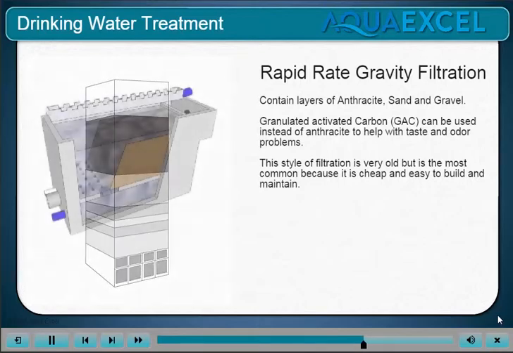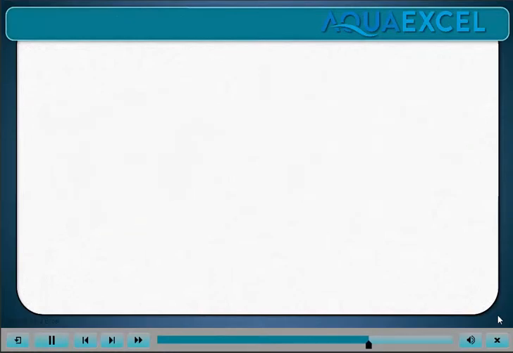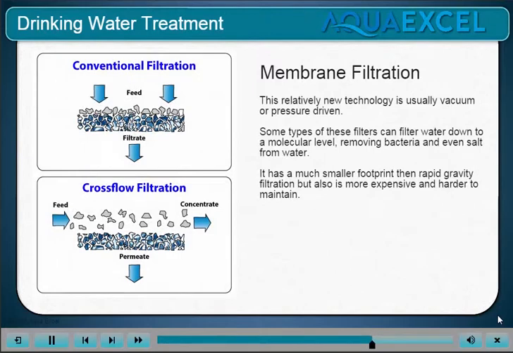Filters like this have been around since the Stone Age and aren't going anywhere soon because they are cheap, simple, and easy to maintain. But lately, as more and more plants become landlocked, space is an issue, and membrane technologies are rapidly becoming cheaper and more efficient in a smaller space than their sand and gravel counterparts.